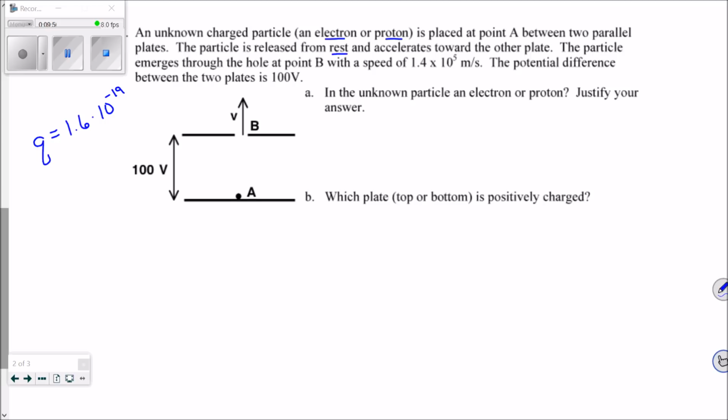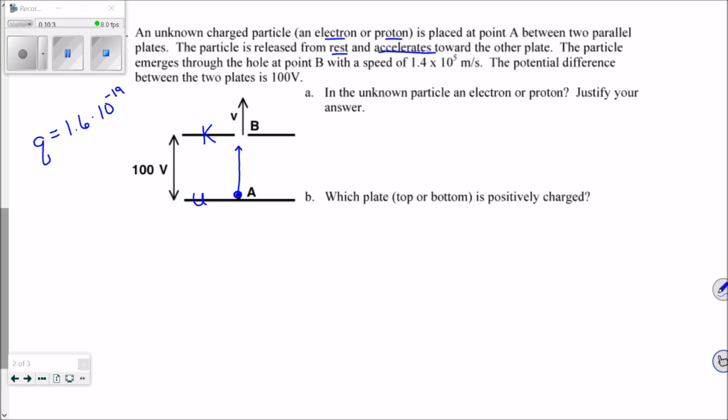It is released from rest, which means it has 0 kinetic energy at the beginning, and it is going to accelerate, which means it must have potential energy causing this particle. Looking at the diagram, there's our particle right there at A. We're going to release this, and it is going to get fired upward until it reaches the other side. So we must have a lot of potential energy here. When we get to this plate, we'll have no more potential energy, but it will have turned into kinetic energy. Kinetic energy has mass in the equation, so that's going to be helpful.